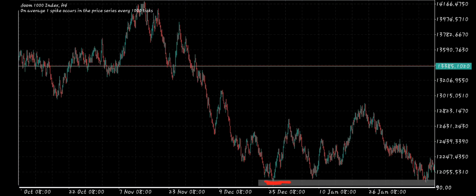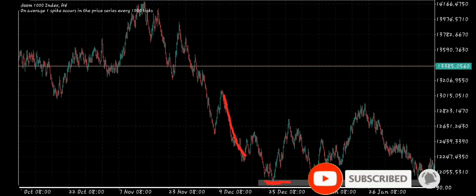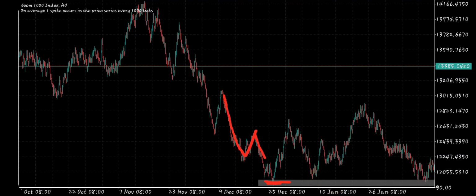You notice that during the downtrend, price came this way, higher high, higher low, and it broke. You notice that price broke this higher high, which is a sign that price is about to change trend.